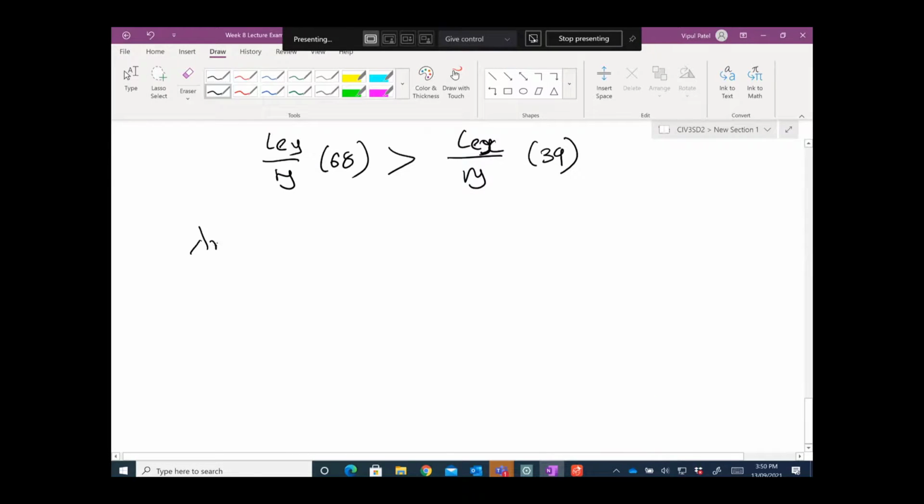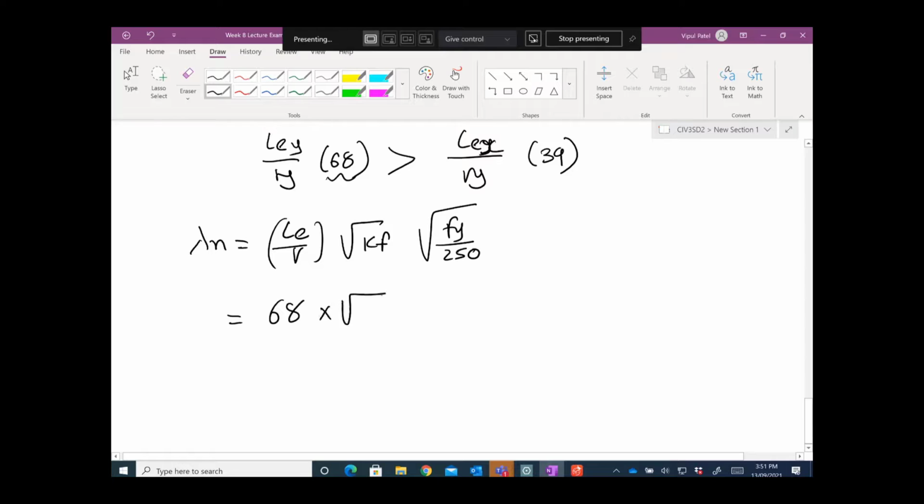So lambda n now equals LE over R, square root KF, square root FY on 250. So LEY is 68, not 39, please. KF is 1, we previously calculated. 300 on 250. You will get 74.4 as a slenderness factor.